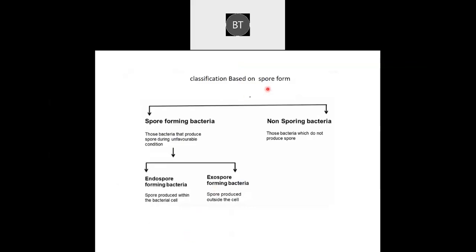Classification based on spore forming. Bacteria again are of two types based on spore forming: spore forming bacteria and non-spore forming bacteria. Those bacteria that produce spores during unfavorable conditions are called spore forming bacteria. There are two types, endospore and exospore. Endospores are spores produced within the bacterial cell wall, and exospores means spores produced outside the cell of the bacteria. Non-sporing bacteria are those bacteria which do not produce spores.